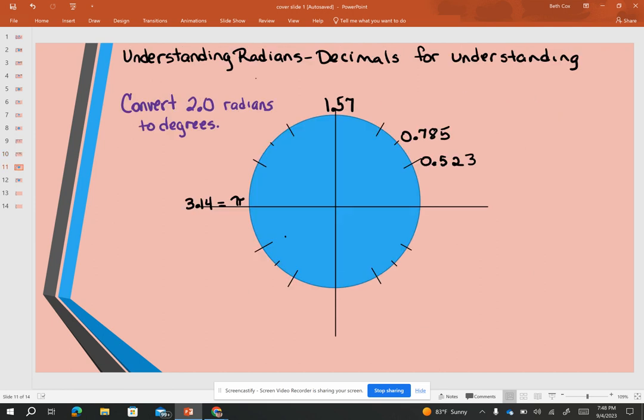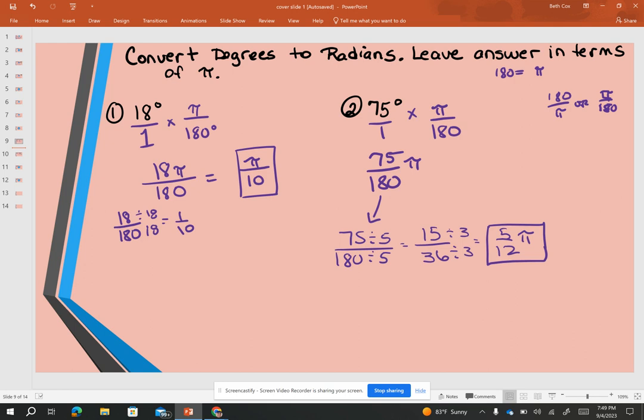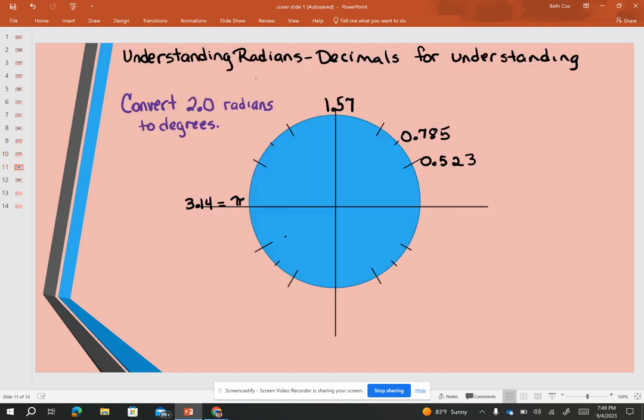All right, now we can convert using decimals. Back here we did whole numbers. Back here we did in terms of pi. We can do radians in decimals. Let's look at this circle. We can use decimal radians.